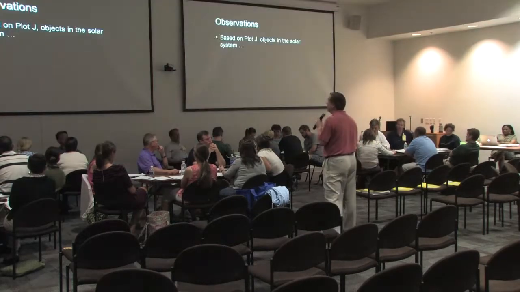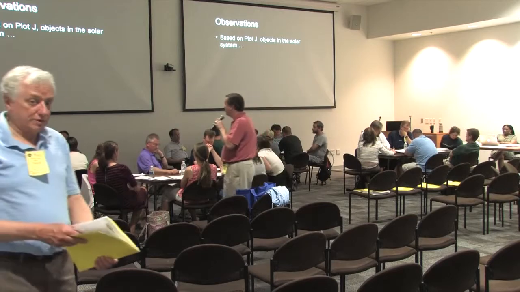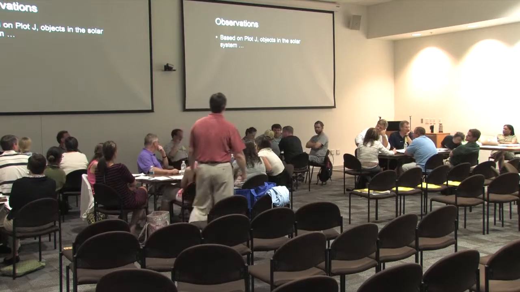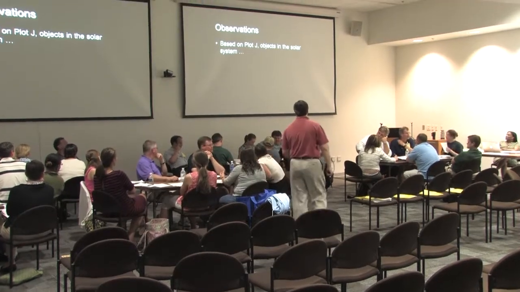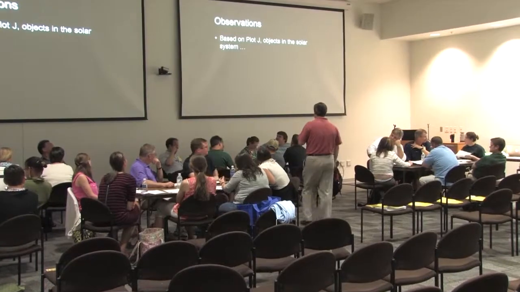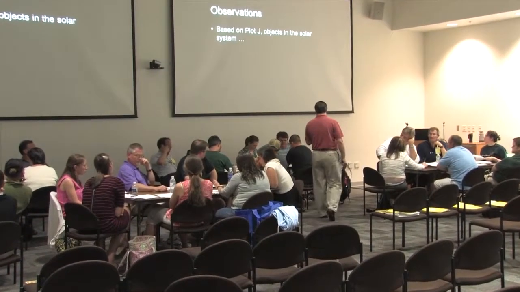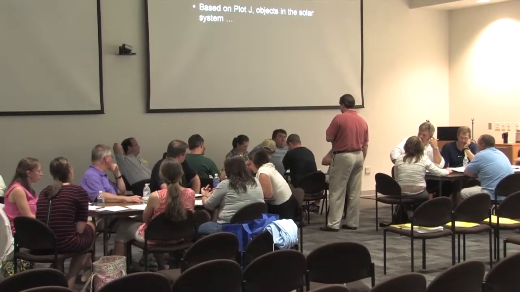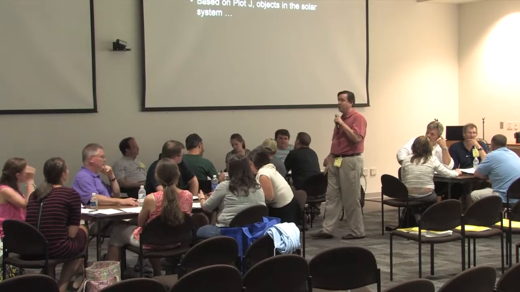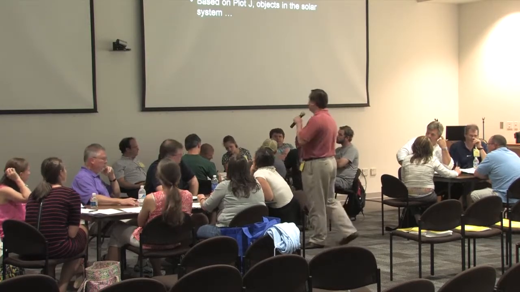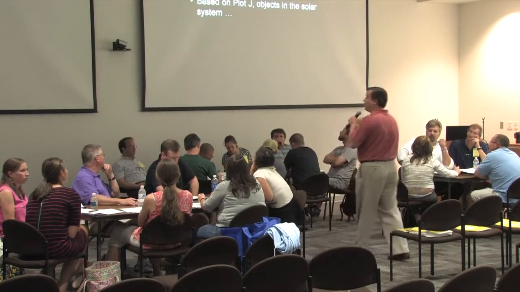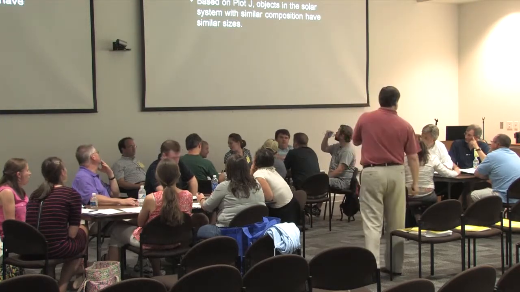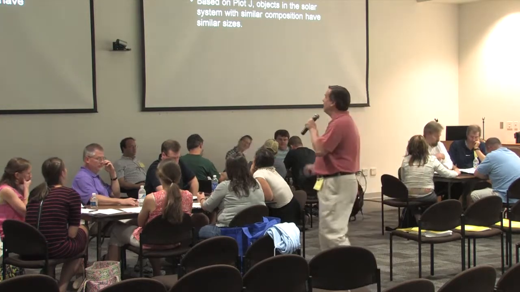All right, so observation. Based on plot J, objects in the solar system, finish that sentence. Objects in the solar system generally have the same size as other objects of the same composition. Great. Objects in the solar system generally have the same size as other objects of the same composition. Okay, composition and size are correlated, right? How did I put that? I said objects with similar composition have similar sizes. Okay, cool.